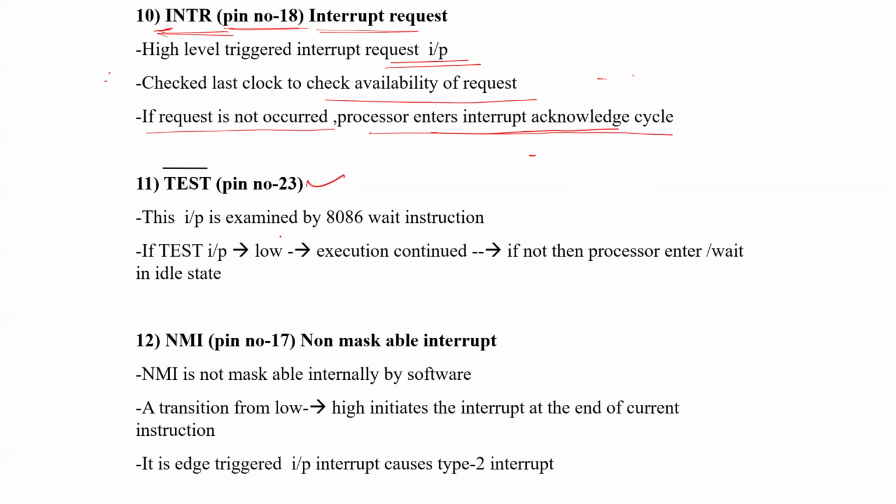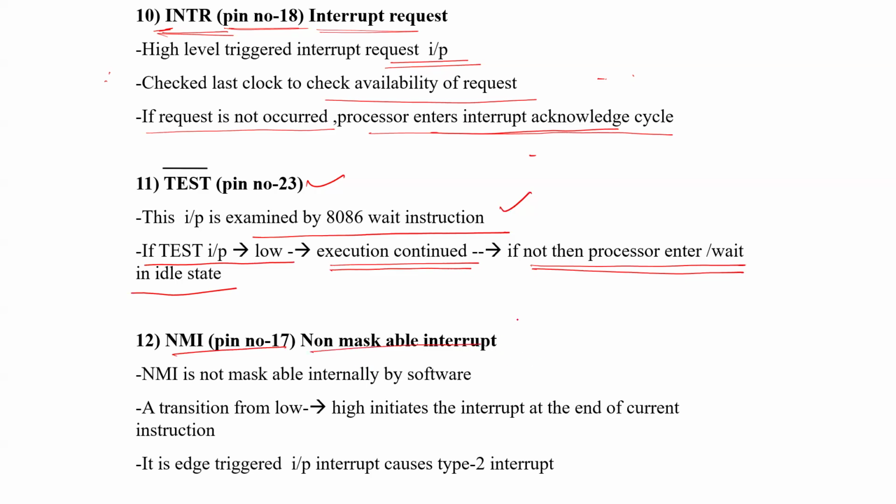Next, test. This input is examined by the 8086 wait instruction. If test input is low, execution continues. If not, then the processor enters the wait or idle state. It is simply the testing signal. So if it is low, that means execution continues. If it is high, at that time the processor enters into the wait or idle state. That means not working.